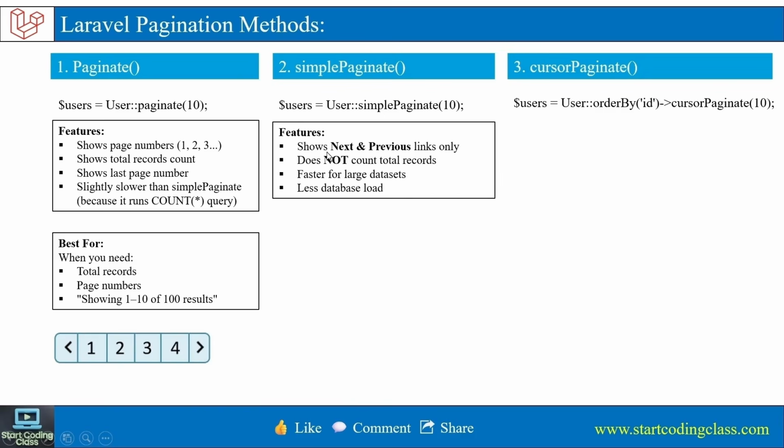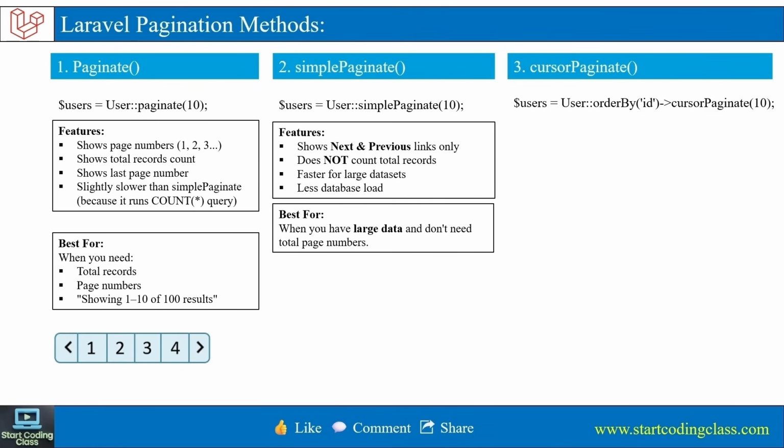If I talk about simple paginate, among these three pagination methods, simple paginate is the fastest. It only shows you next and previous links. There is no page number and no total count, so it is much faster and the database load is also very low. If you do not require page numbers like 1, 2, 3, 4, 5, this is the best for pagination. It will show just previous and next.